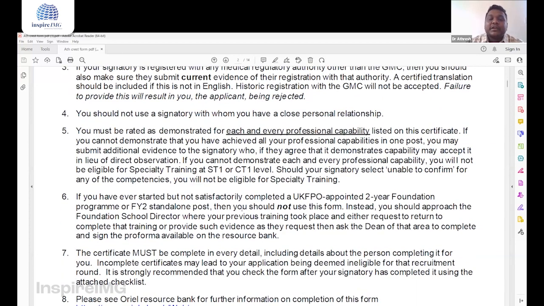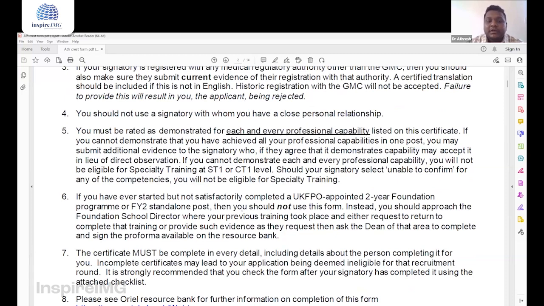For doctors who are currently on foundation training in the UK, they need not sign this CREST form. Instead, they have another form to be signed. It is called UK FPO. You can look into the details of this form on the Oriel website. They need to get this form signed by the deanery or the training director of that particular institute.